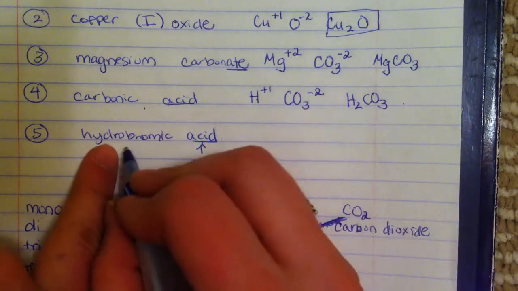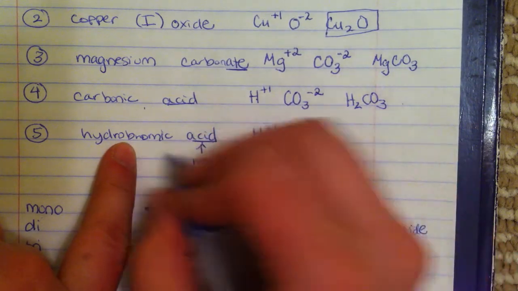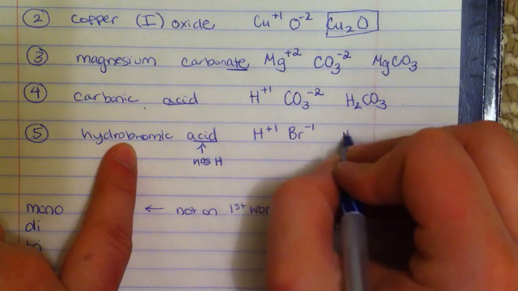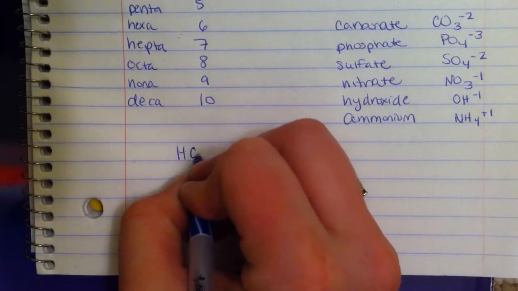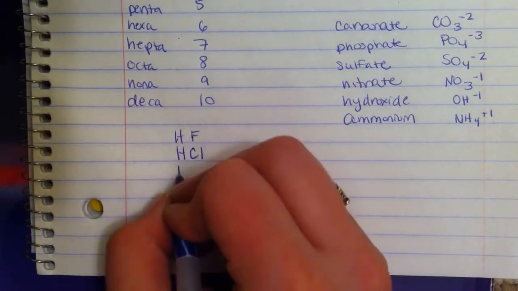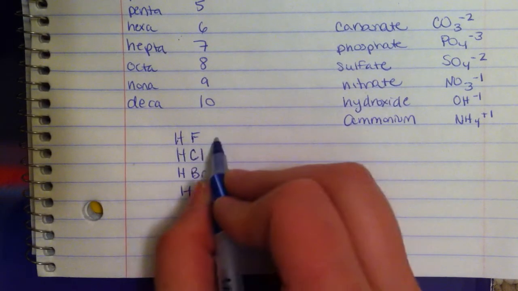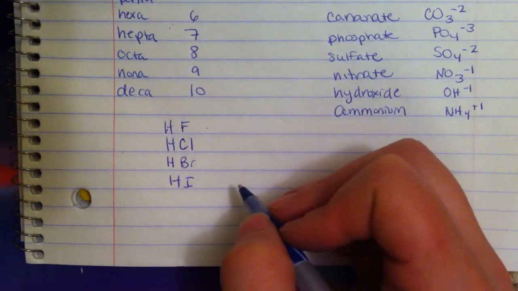Okay? And hydrobromic, it already tells me use hydrogen. And hydrobromic, use bromine, HBr. There are only 7 acids you need to know. HCl, HF, HBr, and HI. Those would be hydrofluoric, hydrochloric, hydrobromic, hydroiodic.